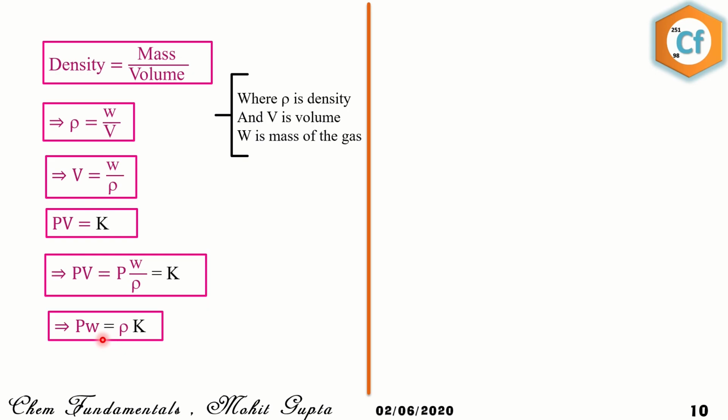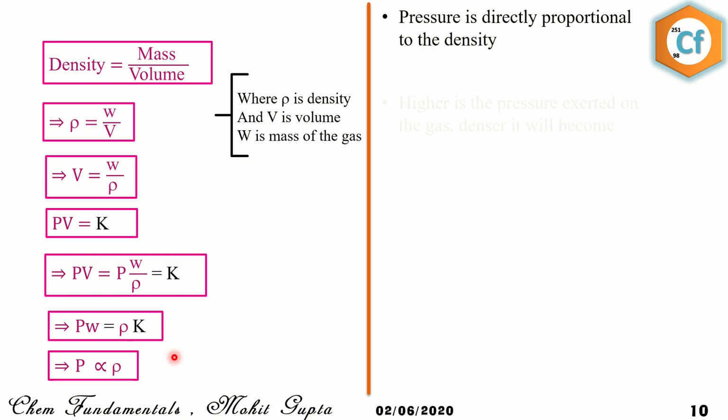Since I have taken a constant mass of a gas, moreover, the K is also constant, which directly means pressure is directly proportional to the density. So higher is the pressure we apply, the larger would be the density of the gas.